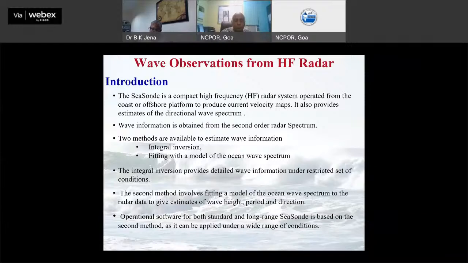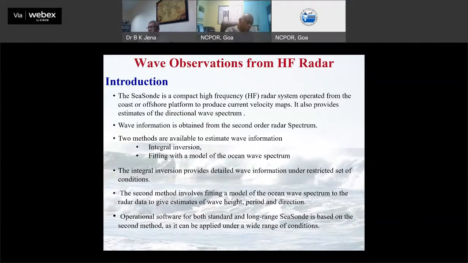There are two methods available to estimate the wave information from HF radar. One is the integral inversion method, and the other is fitting with a model of the ocean wave spectrum. So basically, you are using this wave spectrum method to estimate the SeaSonde wave data from the long range system.